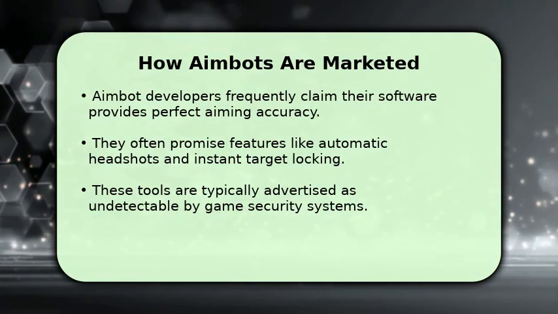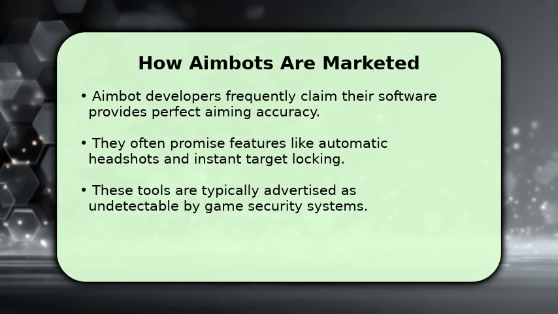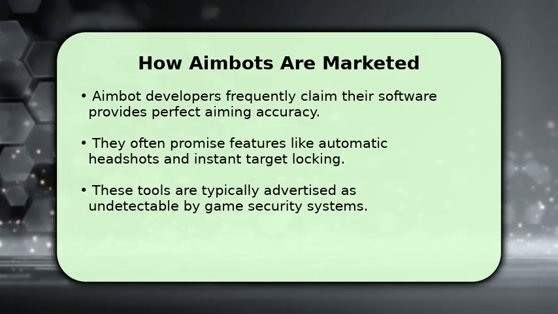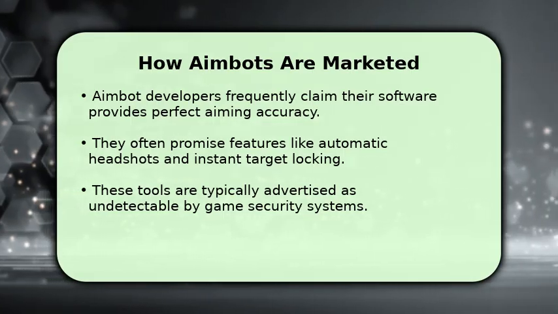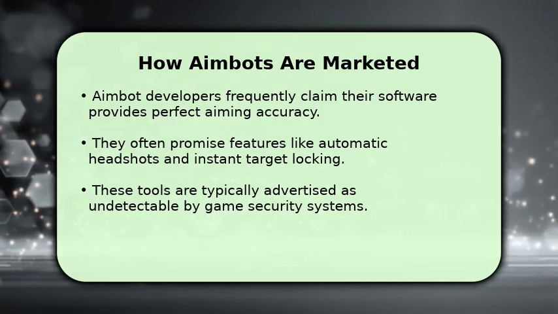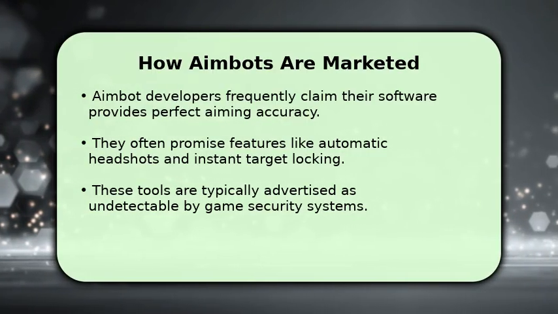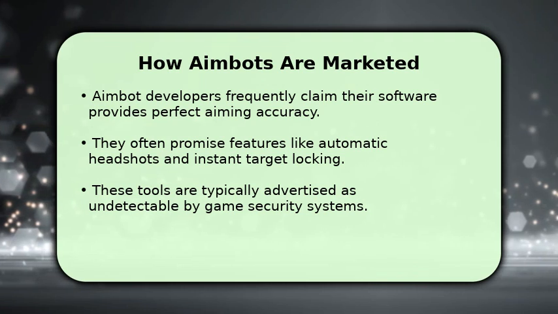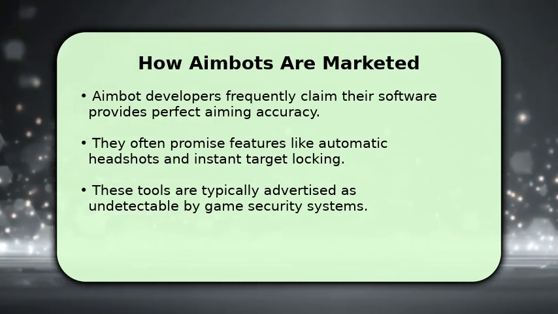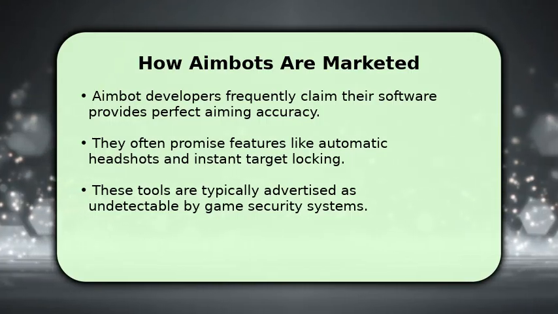Aimbot providers often market their software with enticing, yet misleading, promises. They frequently claim their tools offer perfect aiming accuracy, ensuring every shot hits its mark. You might see advertisements for features like automatic headshots and instant target locking, designed to give players an overwhelming advantage. These programs are also commonly advertised as being completely undetectable by game security systems. However, these claims are often false, and the risks remain very high for anyone considering their use.